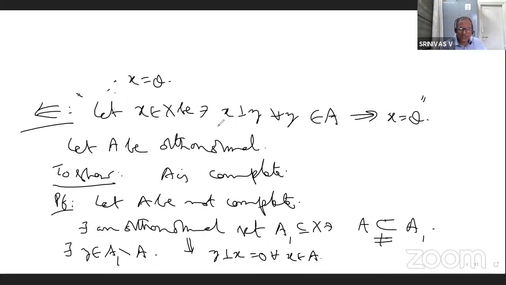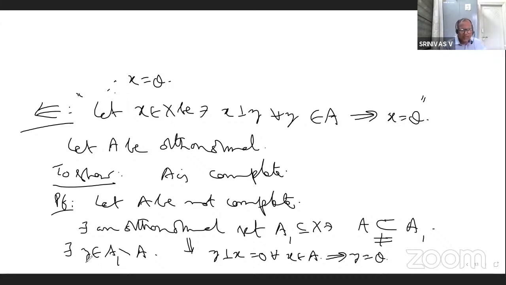But the hypothesis says that if an element is orthogonal like this for all elements of capital A, then that element is 0. I have interchanged, I think. Here x is varying, here y is varying. So I have to interchange. In place of x and y, I have got y and x, but the property is the same. So the conclusion there is x equal to 0, and here the conclusion will be y equal to 0.